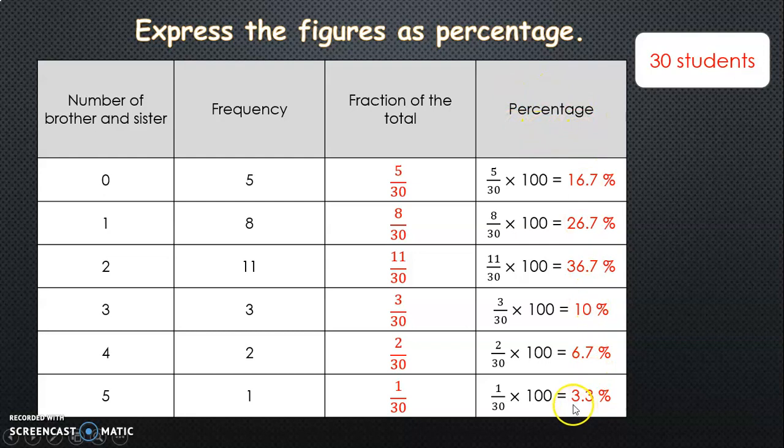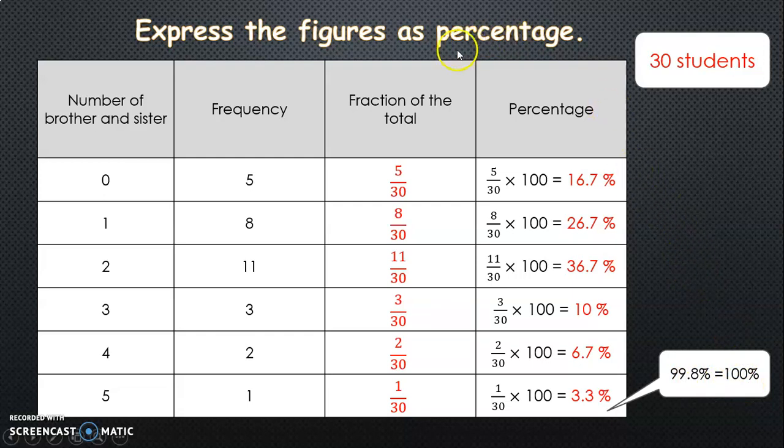Now, we must get 100% in total. But because we have decimals, if we total these percentages, we will get only 99.8%. If we round this up to the nearest whole number, we will get 100. So it is also considered as 100%.